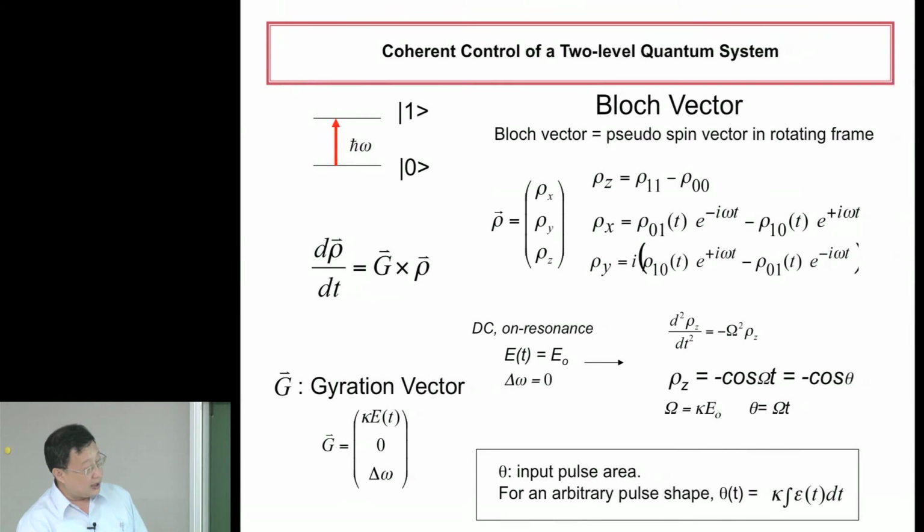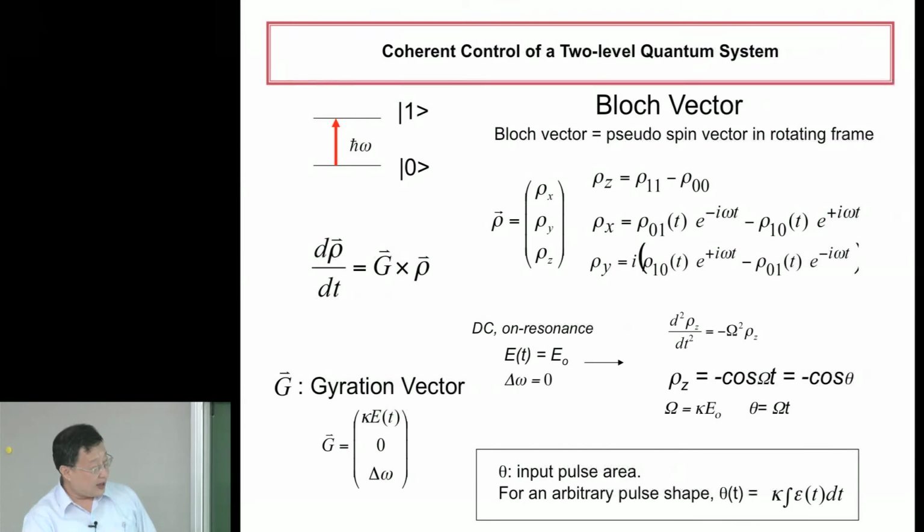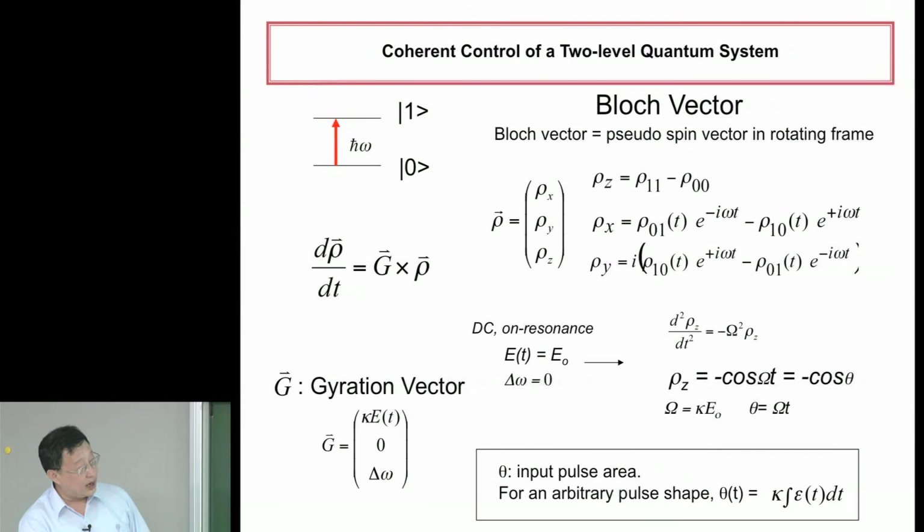This kappa is your dipole moment, okay? And this E is the field strength. And the delta omega is the so-called detuning. If you have delta omega equal to 0, where the whole thing is exactly on resonance, then you'll find the whole dynamics become very, very simple. And then you can even solve this equation and find that the Z component of the Bloch vector has this kind of equation to govern it. And this is a very simple solution.